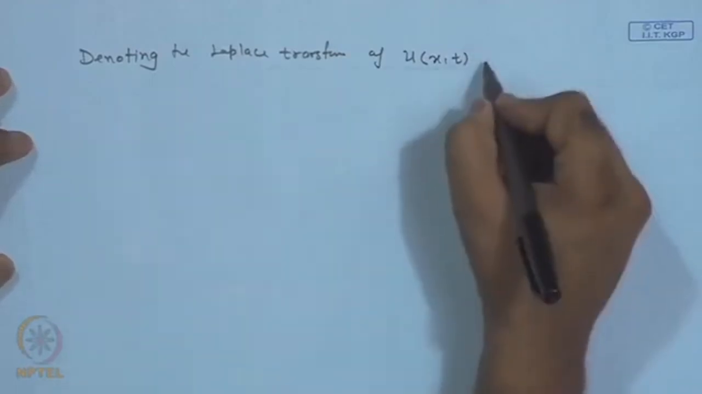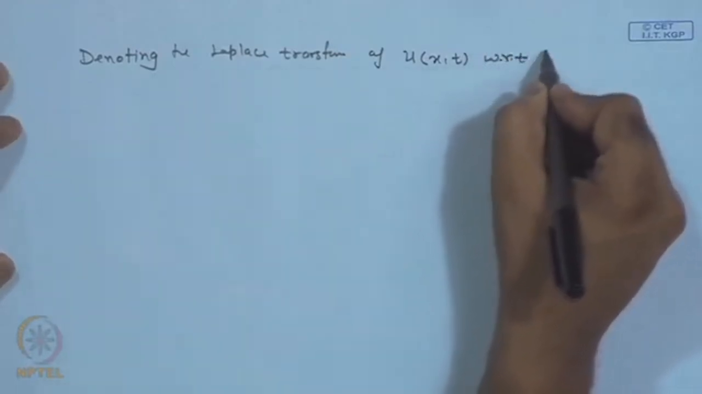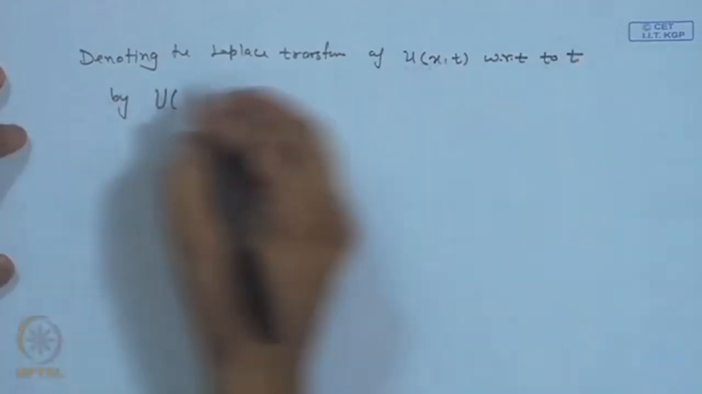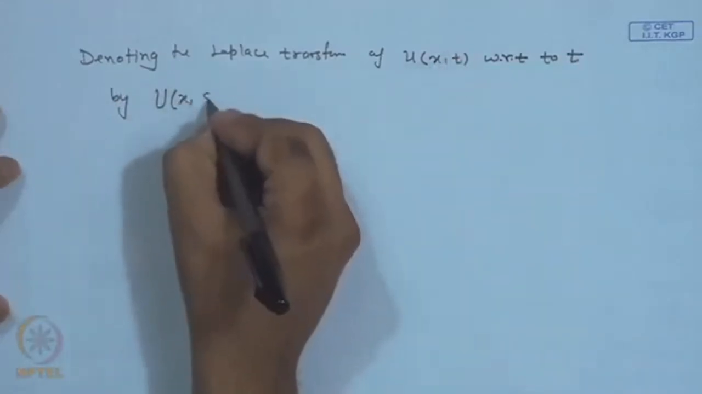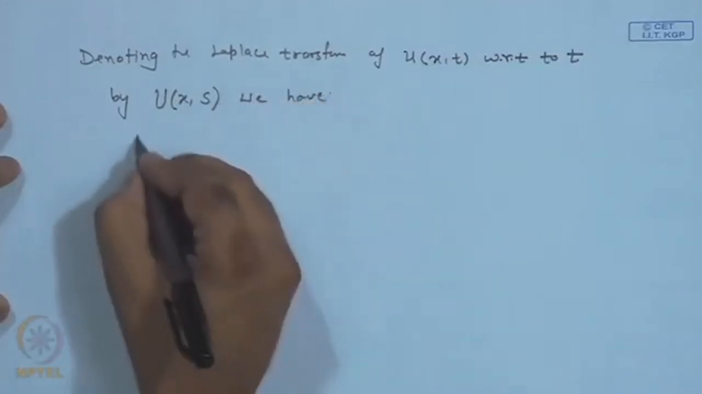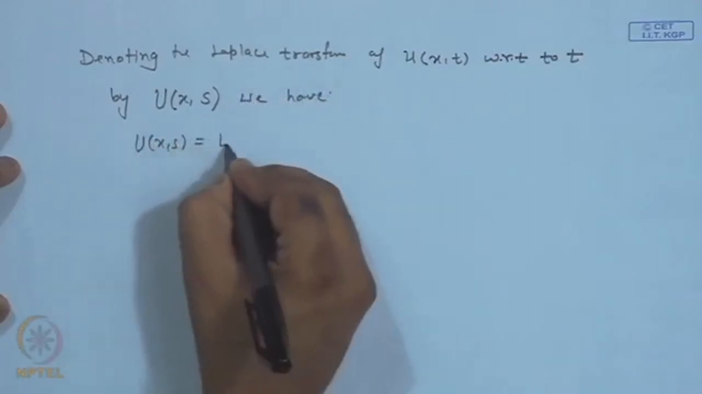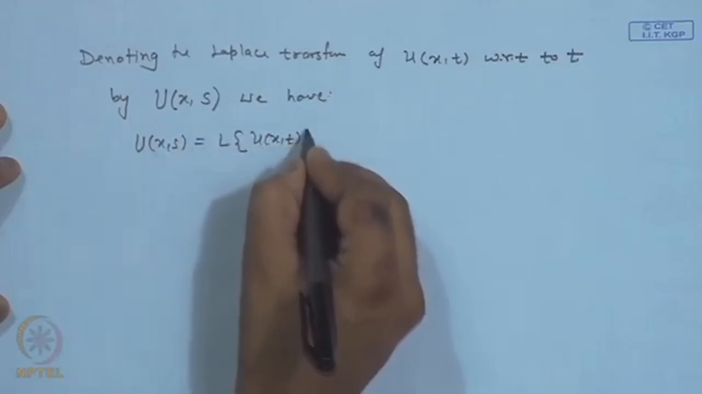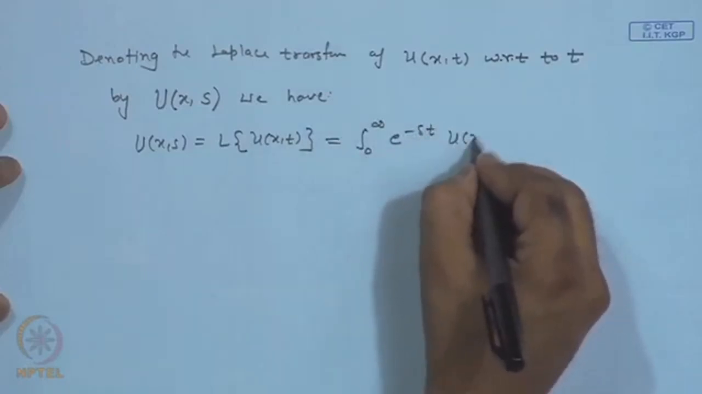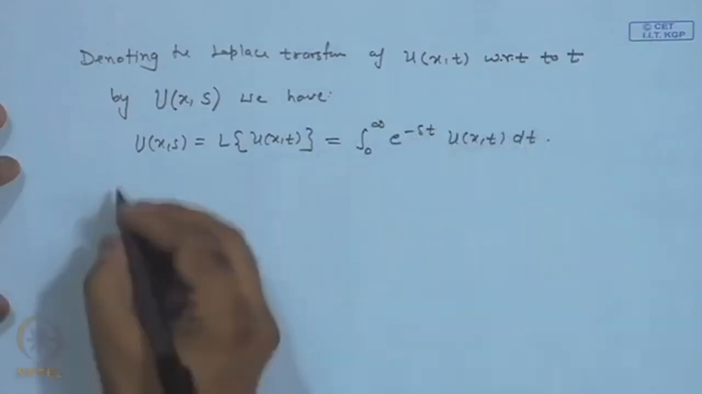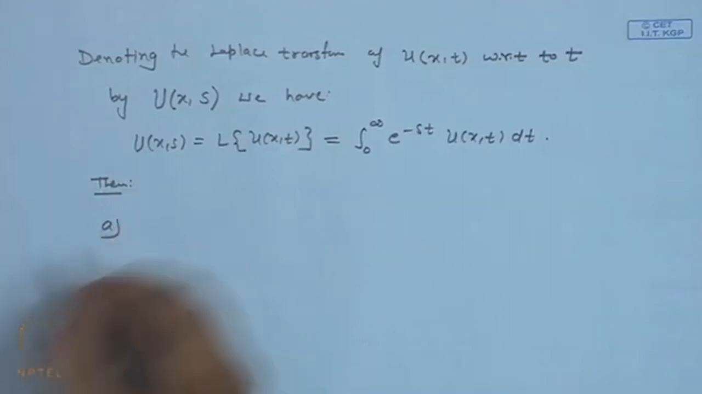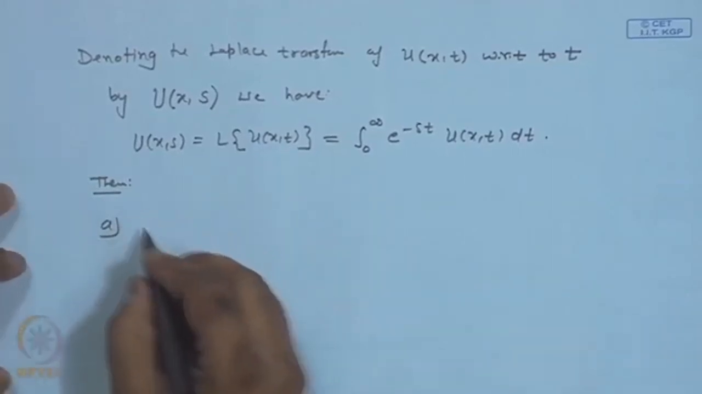We denote this Laplace transform with respect to t by u(x,s), leaving x untouched. Here this transformed variable s will come, and by the definition, this u(x,s) is the Laplace transform of u(x,t), which is the integral from 0 to infinity of e to the power minus st u(x,t) dt. Using this definition, we have the following results that will be useful while solving partial differential equations.